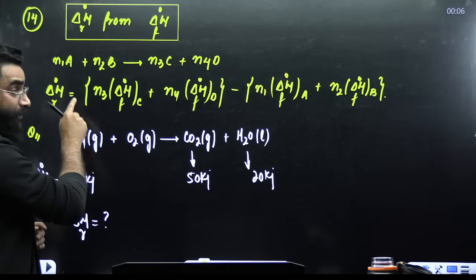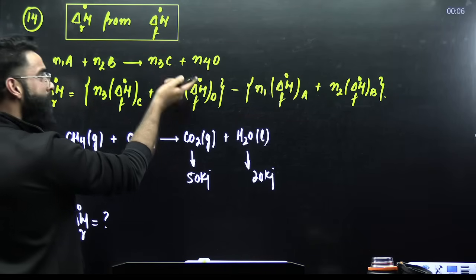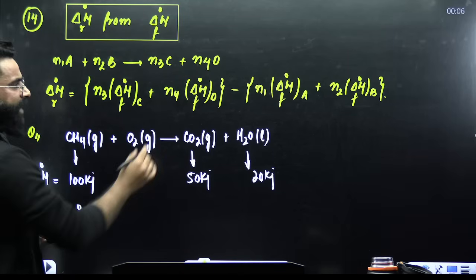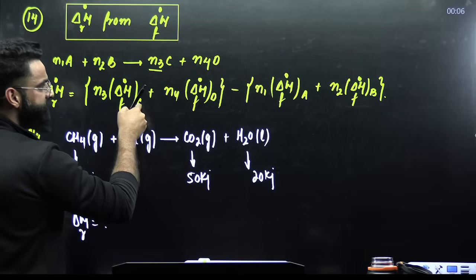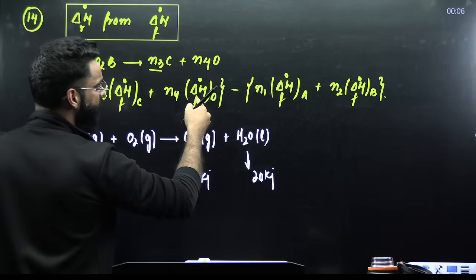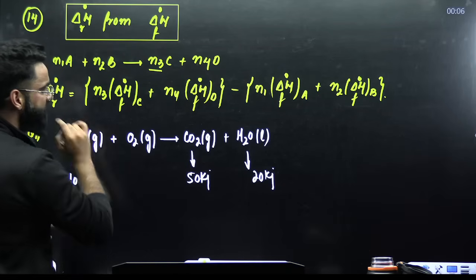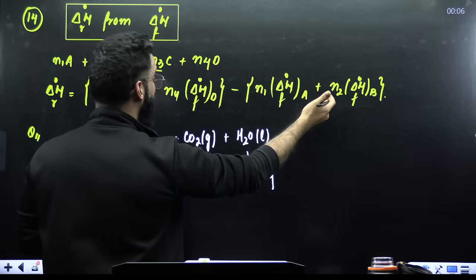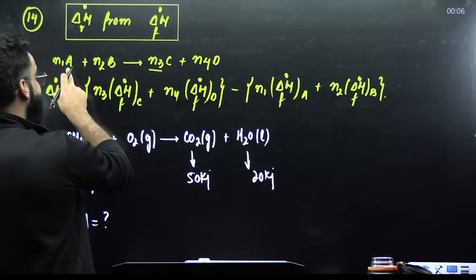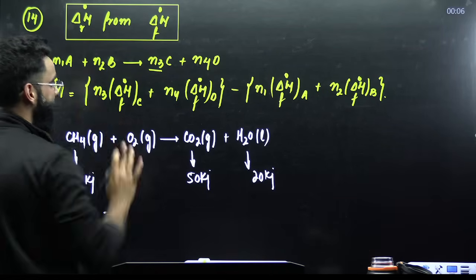Enthalpy of reaction is always equal to enthalpy of formation of products minus enthalpy of formation of reactants. So I have written N3, the stoichiometric coefficient of C, multiplied by the enthalpy of formation of C, plus N4 times the enthalpy of formation of D. This gives you the enthalpy of formation of products, minus the enthalpy of formation of reactants, which is N1 into the enthalpy of formation of A plus N2 times the enthalpy of formation of B.